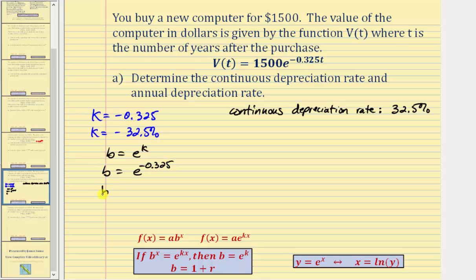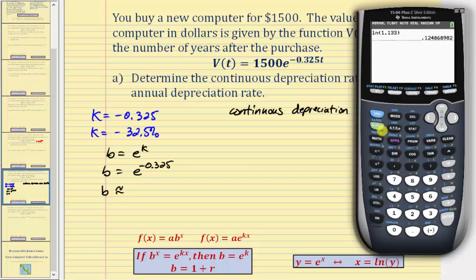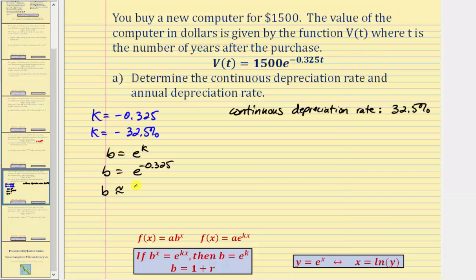And now we just need to go to the calculator to approximate e raised to this power. So we'll press second natural log, which brings up e raised to the power. So we just enter negative 0.325, enter, which gives us approximately 0.7225. So b is approximately 0.7225. Because we know b equals 1 plus r, we know r equals b minus 1.